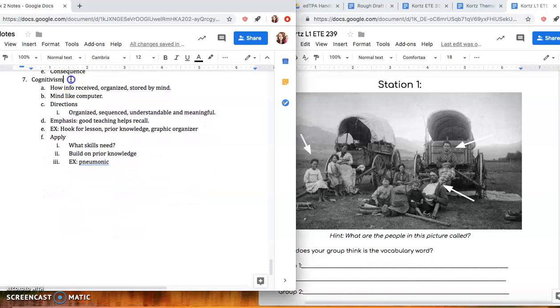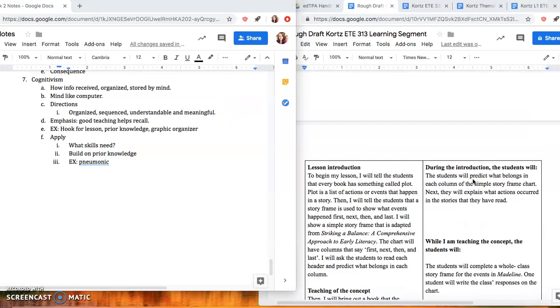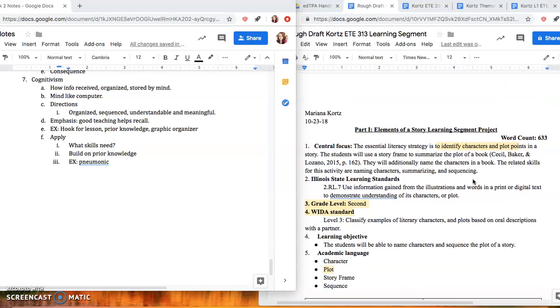The next video was about cognitivism, which considers the brain and how the brain processes information, organizes it, and stores it, sort of like a computer. With the cognitivism step, lessons must be organized, sequenced, and understandable. With that, it is very important to have clear directions in order to ensure that your students understand what's happening. Within my lessons, I have supported cognitivism by explaining directions one at a time.